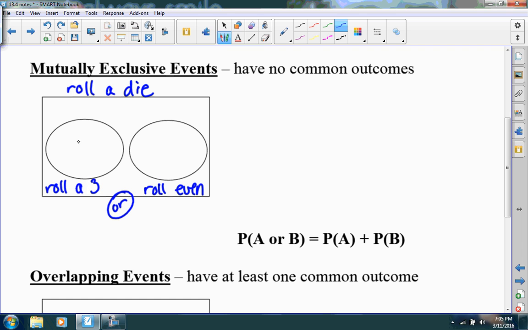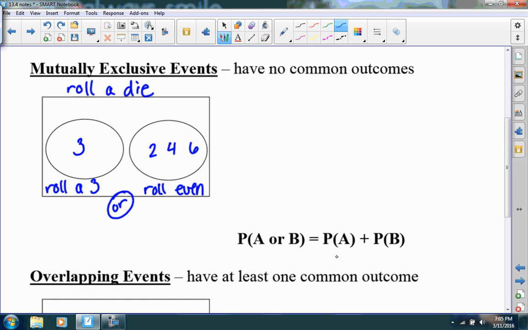there's one way that you could do that. You could actually get the number 3. If you want to roll an even number, you could roll a 2 or a 4 or a 6. So there are 3 options there. So we're going to use this equation here for finding the probability of A or B happening. In this case, A would be rolling a 3 and B would be rolling an even number.